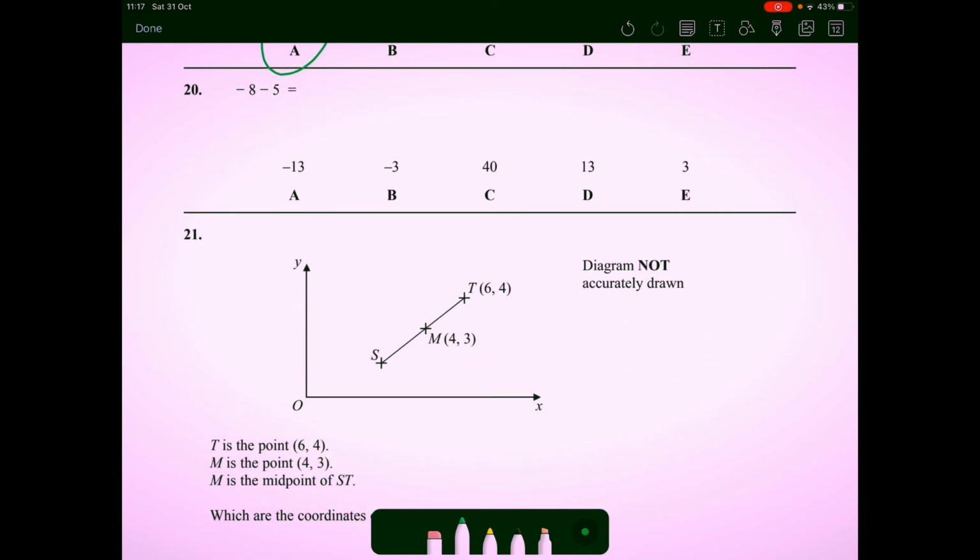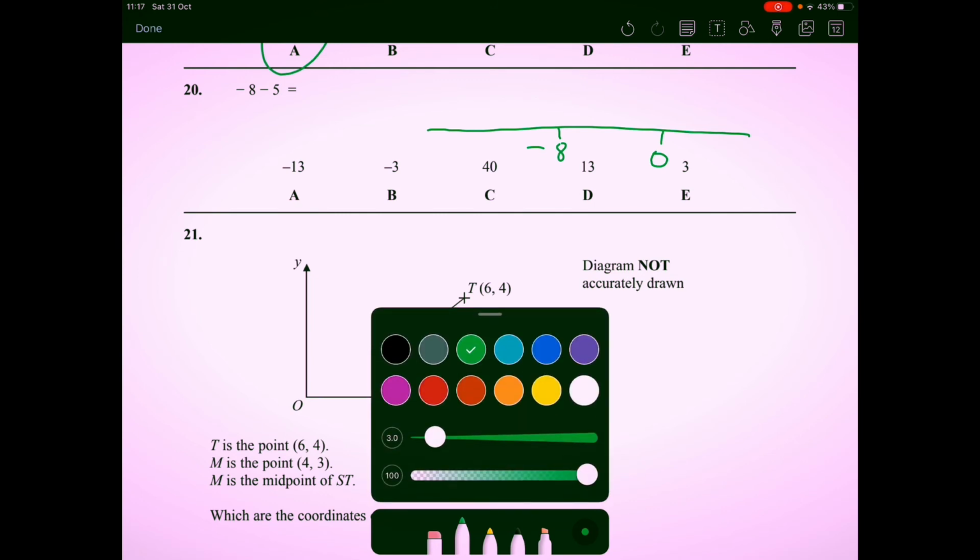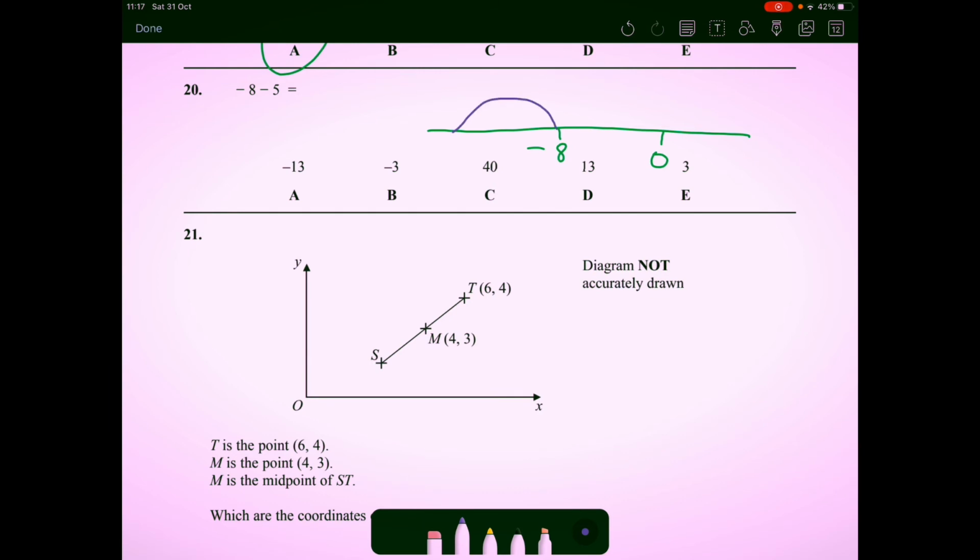Question 20. -8 take away -5. There's 0. There's -8. If I'm subtracting something, then I'm going to go in this direction, further away from 0. So I'm going to be taking away 5 from that.